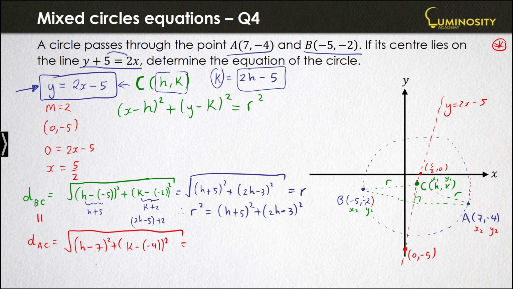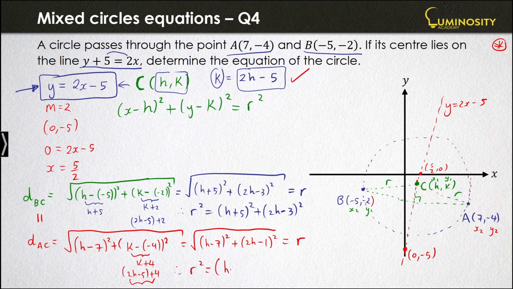And again, we know that k, so this thing here simplifies to k plus 4, but we know k is 2h minus 5 from here, plus 4. So this ends up being the square root of h minus 7 all squared plus 2h minus 1 all squared. That's what that simplifies to in there, and that must equal the radius r. So again, r squared is equal to h minus 7 all squared plus 2h minus 1 all squared.